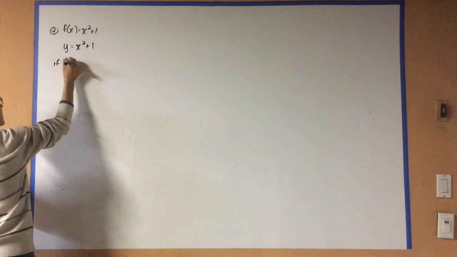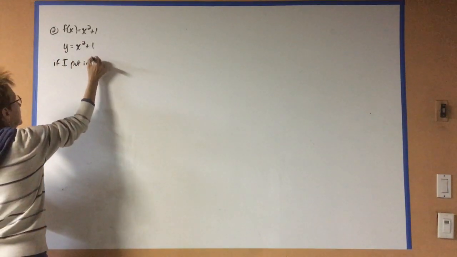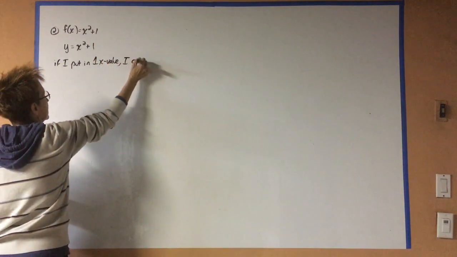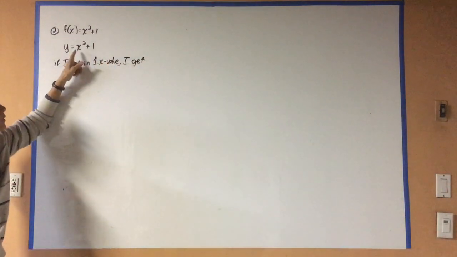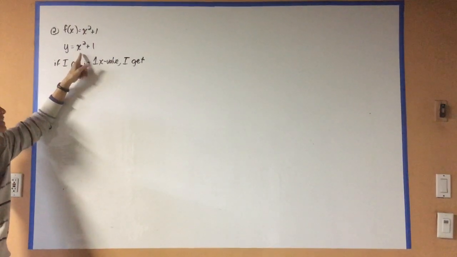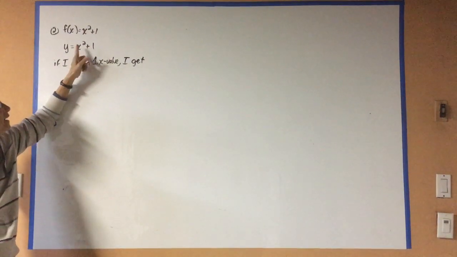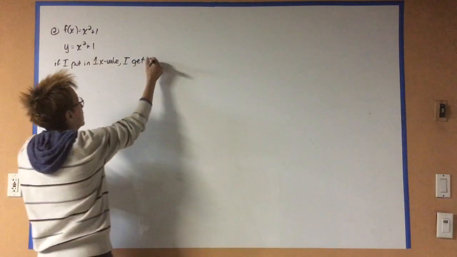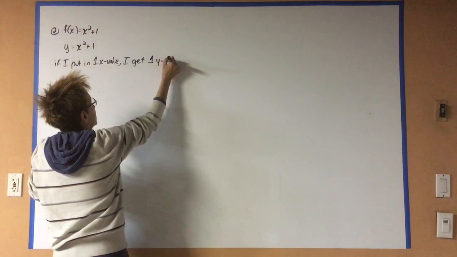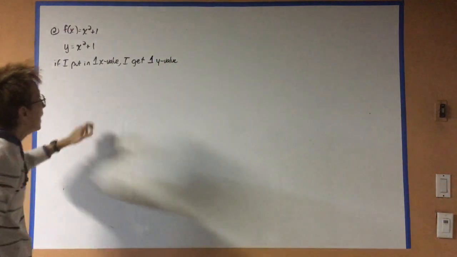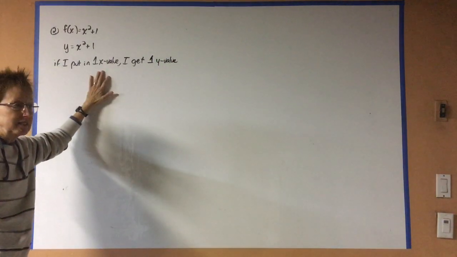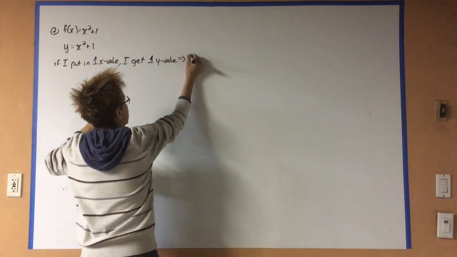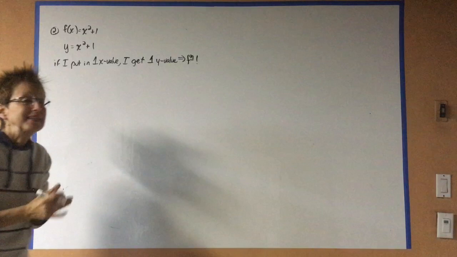If I put in one x value, will I get one y value? If I put one x value in there and evaluate this, how many answers am I going to get for y? Just one. I get one y value. Okay, so this is for a function. Same x can't be paired with different y's. So this works. So this is a function, but is it one-to-one?